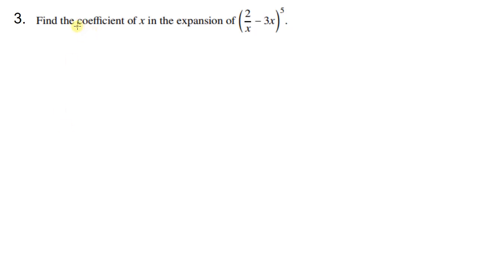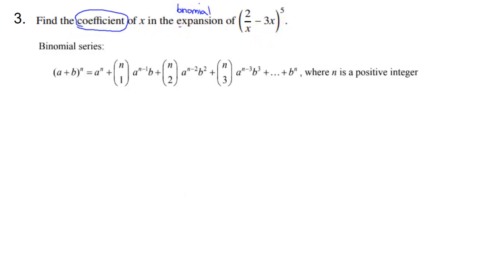All right, for this one, they want us to find the coefficient of x in this expansion of (2/x - 3x)^5. Keep in mind, this is a binomial expansion, and this formula will be on your formula sheet, so you want to be familiar with it. In this case, we don't need to actually expand all of it. We just need to find one term.